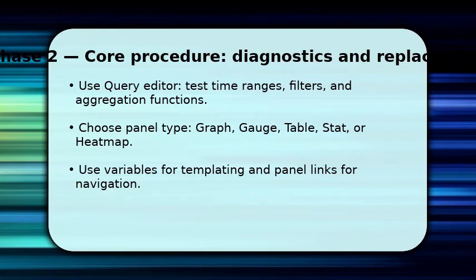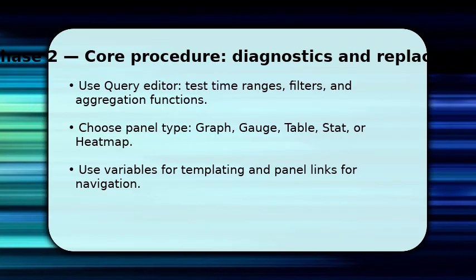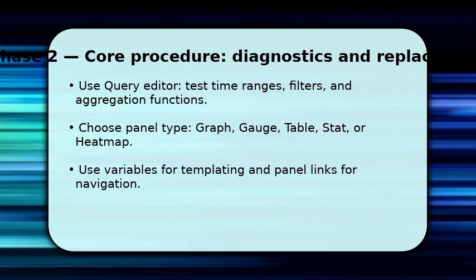Craft queries that return accurate time series and test them across multiple time ranges. Once you see expected results, pick the appropriate visualization: graph for trends, gauge for single value health, table for raw rows. Then tune axes, unit formats, and thresholds to make data readable.